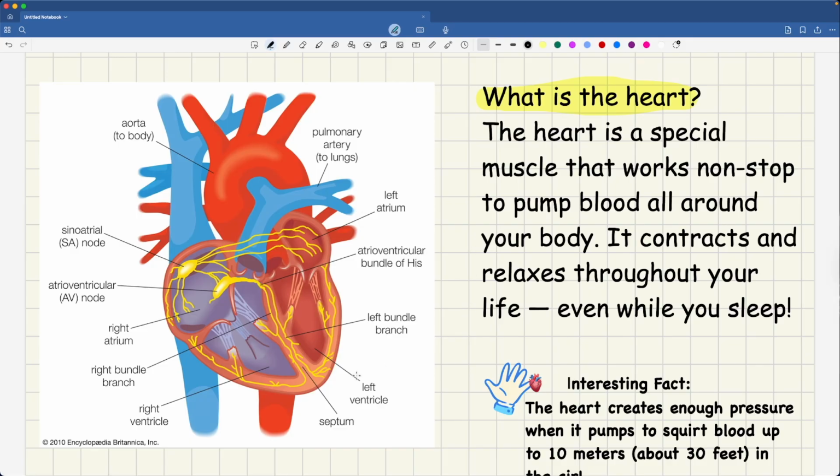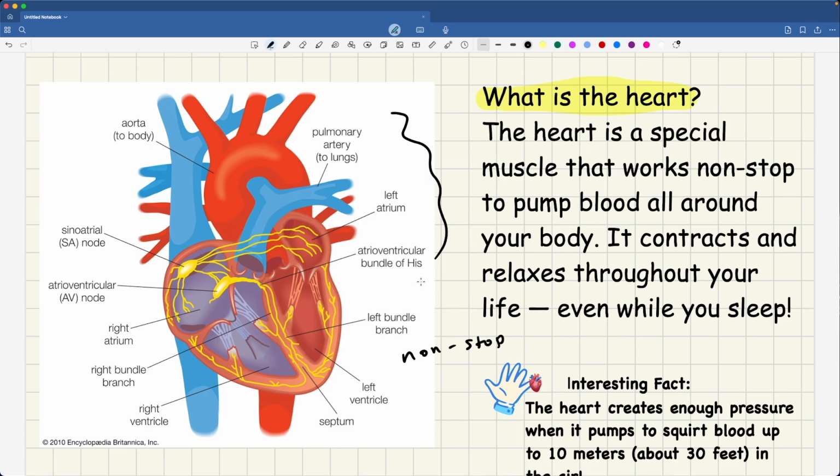Heart is a muscle that works non-stop, right? It works non-stop throughout your life. It contracts, it relaxes, even when you sleep. Think about the muscles in your hand, the tricep and bicep. They don't contract and relax all the time, but heart is the only one that contracts and relaxes all the time, involuntarily, because you have no control over its contraction and relaxation.